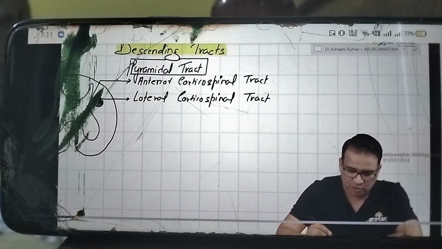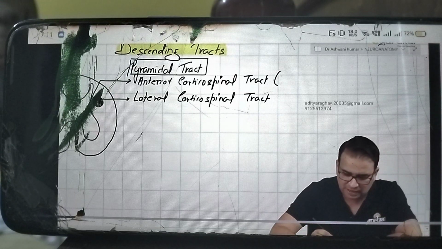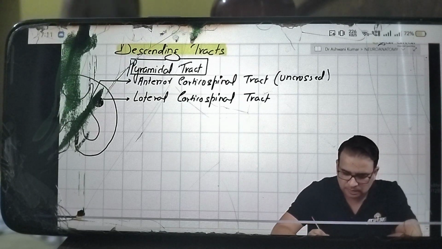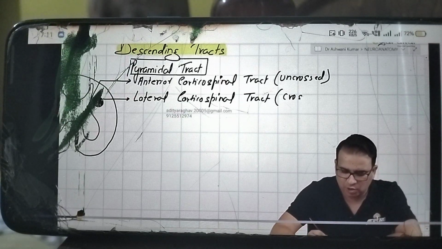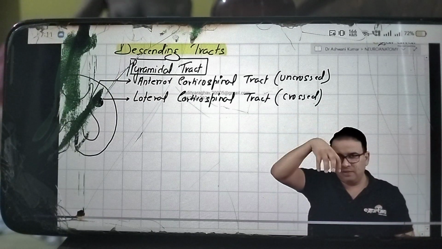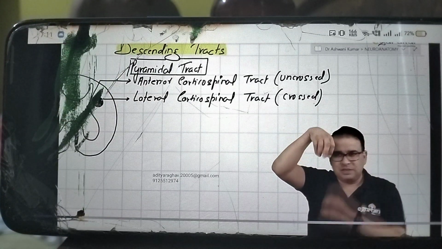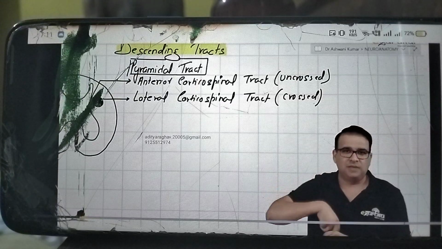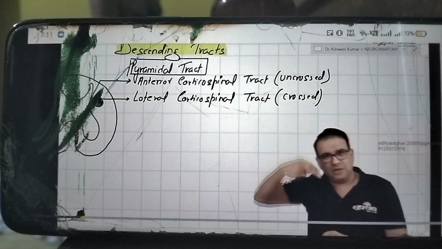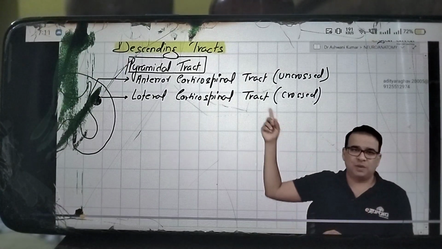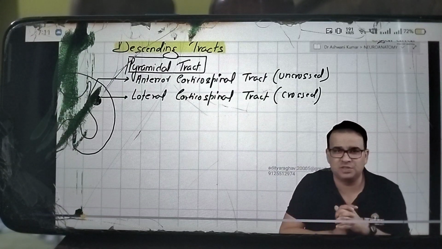One of the differences between the lateral and anterior corticospinal tract is that, guys, anterior corticospinal tract fibers are uncrossed, and lateral corticospinal fibers are the ones which are decussated, or the crossed fibers. So this pyramidal tract will come to a certain level, and then some fibers will cross and some fibers will not cross. The fibers which are not crossing and run on the same side of the spinal cord, that tract is the anterior. But the ones which decussate to the other side and then come down into the spinal cord are the lateral corticospinal tract. We will discuss exactly how decussation takes place.